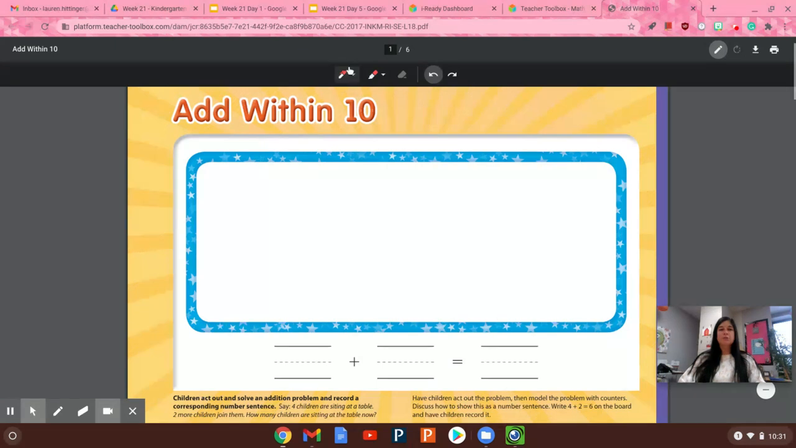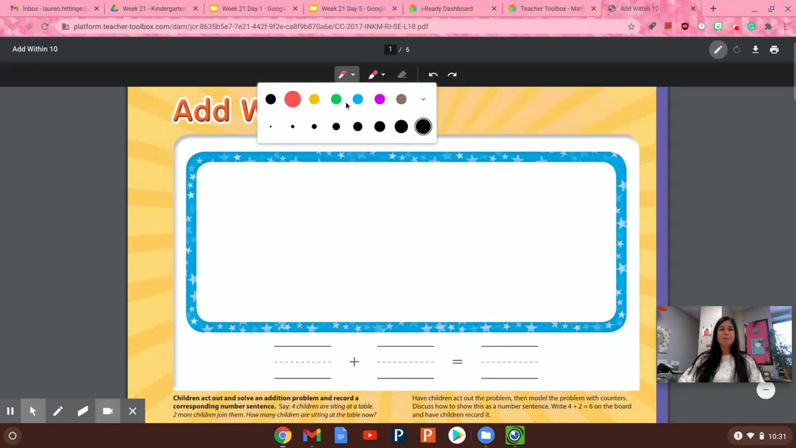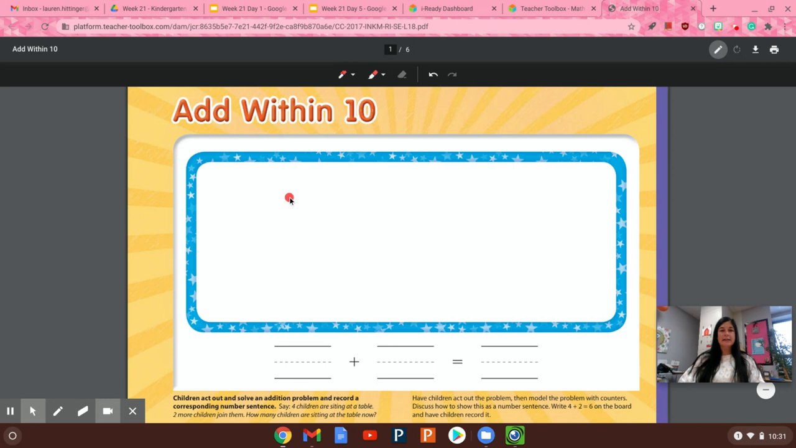I'm going to use some counters to represent my children. So I have 4 children sitting at a table. 1, 2, 3, 4. Those are my 4 children sitting at the table. 2 more children join them. Okay, so I could do this a couple ways on your piece of paper. You can do it however you want. I can leave it like this. I have 4 children, 2 more join them, or I can do 1, 2, 3, 4. I can add a plus sign plus 2 more, and then I could even do an equal sign. So it just depends what you're comfortable with.